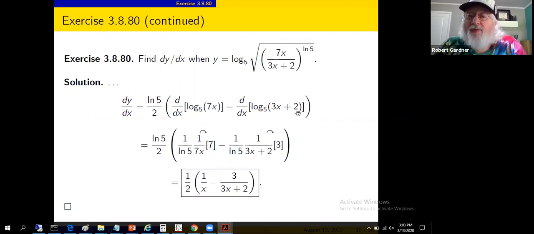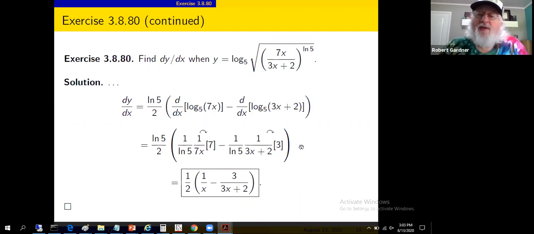Differentiate log base 5 of 3x plus 2. That'd be 1 over the natural log of 5, because it's not a natural log. So we get this natural log of 5 thing floating around. Differentiating a log function, 1 over 3x plus 2 times the derivative of the stuff inside. The derivative of 3x plus 2 is 3.